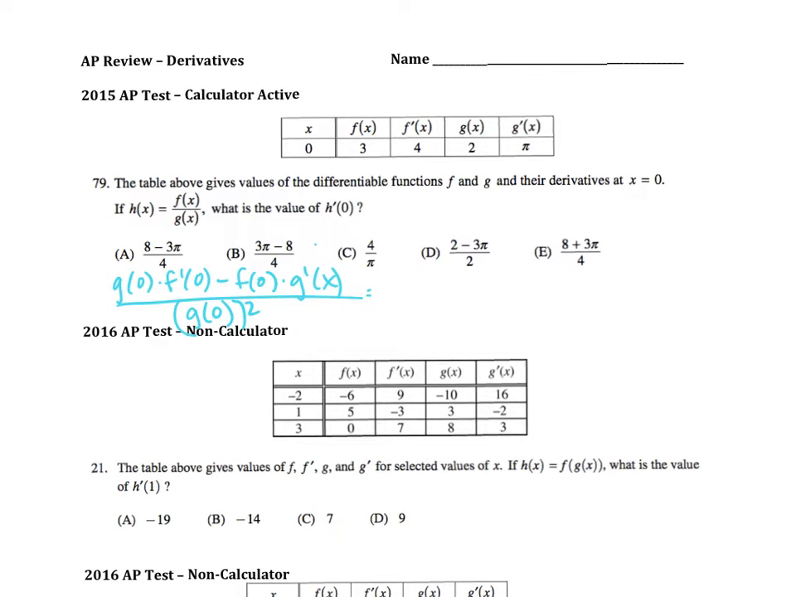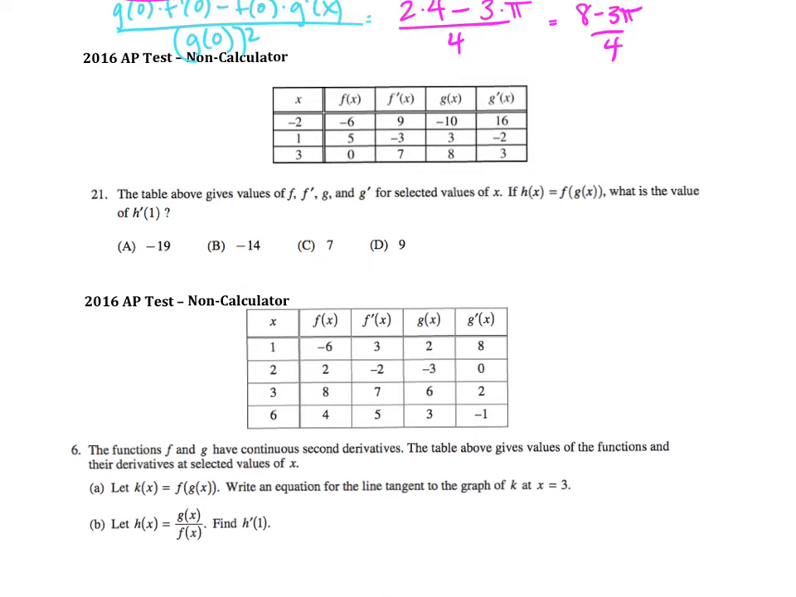I'm going to go to my table. g of 0 is 2. f prime of 0 is 4. Minus f of 0, 3. g prime of 0 is 5. All over g of 0 squared. 2 squared will be 4. And I'm left with 8 minus 3 pi all over 4a.